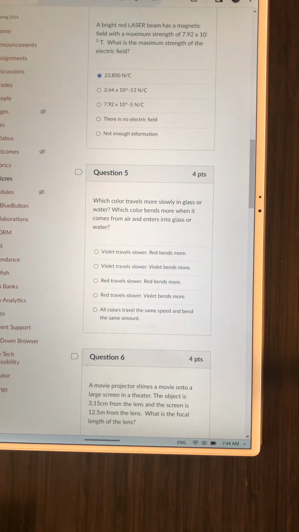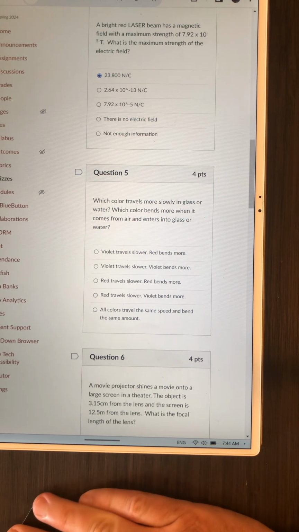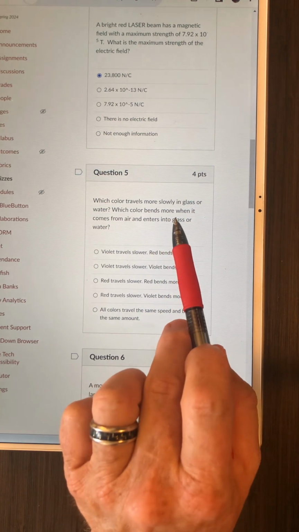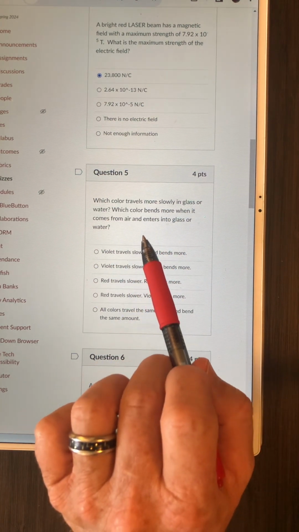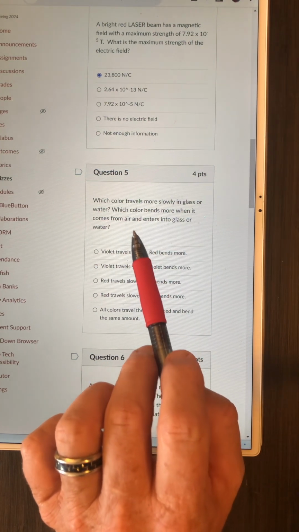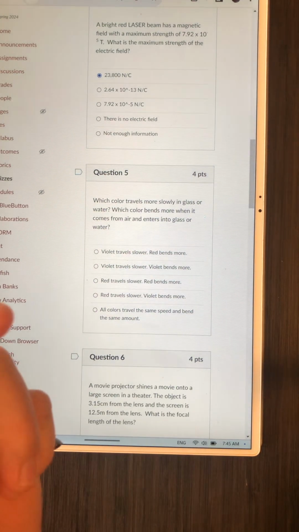All right. Number 5 here says, which color travels slower? So we're finally getting to the optics one. This must be the start of chapter 20. Which color travels slowly in glass or in water? Both have the same thing. And so if you remember our dispersion discussion, the answer for that would be the highest frequency. That would be the violet one.